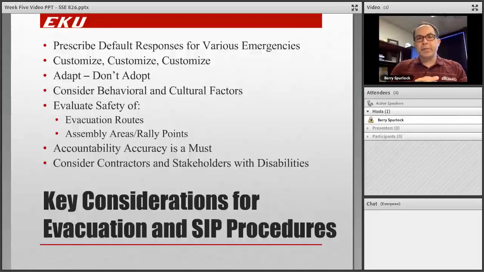Accountability, accuracy is a must. Repeating myself, but one of the reasons I am is because it's very important. We have to account for people, and usually just a mere head count's not enough. And we can't forget about people like contractors, visitors, or other stakeholders. And by stakeholders, I mean people who would be impacted by the emergency, and also those in the facility with disabilities as we think about evacuation. So those are some broad general considerations as we go through.